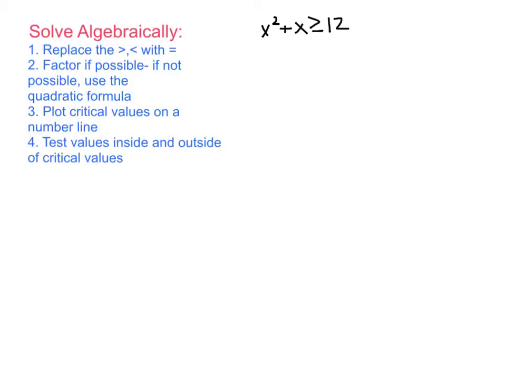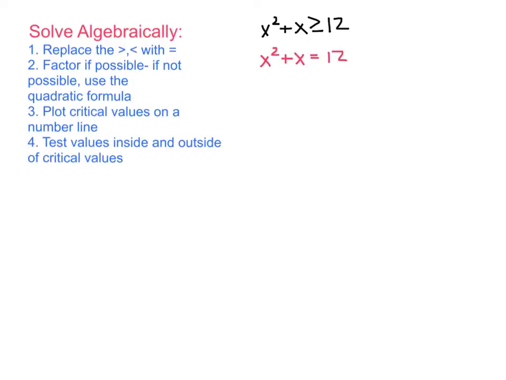Okay. Now to solve algebraically, it's the same as solving regular quadratics, but now we have to include a step for, since it's an inequality, all the other solutions. So the first thing that we're going to do is replace the greater than or less than or whatever sign we have with an equals. So now I have x squared plus x is equal to 12.